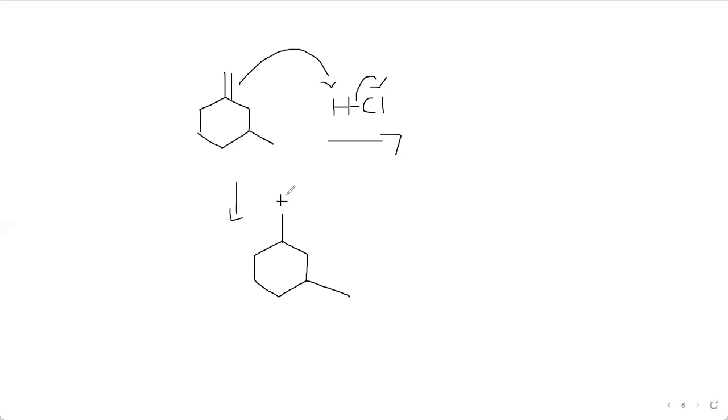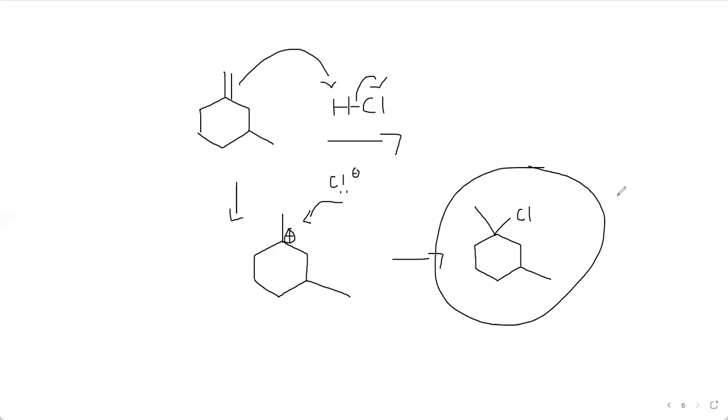So if the plus went here, this would be a primary carbocation because the carbon with a plus is bonded to one other carbon. That's not stable. But if it went to this carbon in the double bond, it would be a tertiary carbocation. And tertiary is much more stable than primary, so it's going to go tertiary. And now I have my Cl minus. So my Cl minus is going to attack the plus, and I'm going to wind up adding Cl to this position, and methyl is still there. And so this is how I get to my final product.